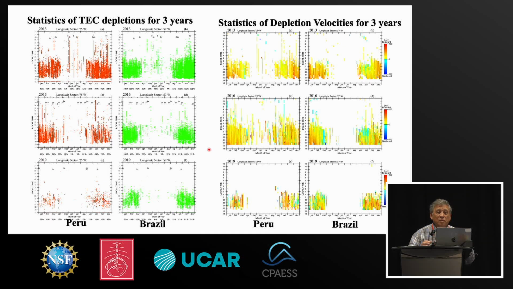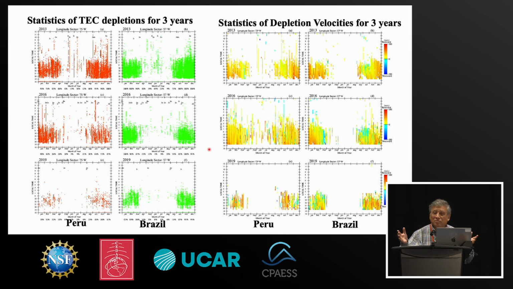Okay, so we do this for many years. We started in 2008. We are now processing until 2020, so it's more than a solar cycle. And these are the statistics. You see on the left side the TEC depletions for 3 years. In red are the statistics for Peru, which is on the west coast of South America, and the other is Brazil, which is on the east coast of South America.